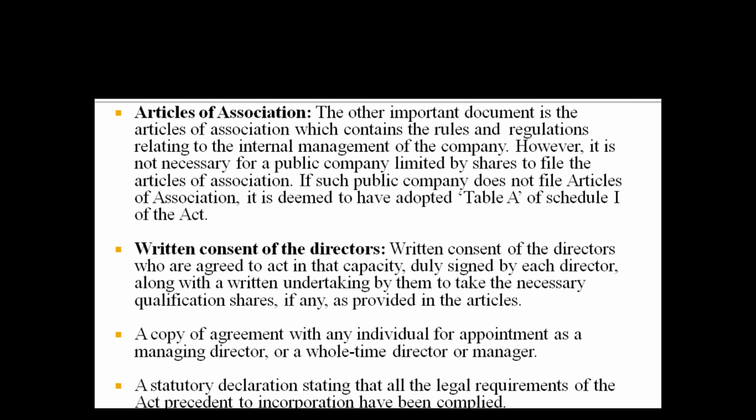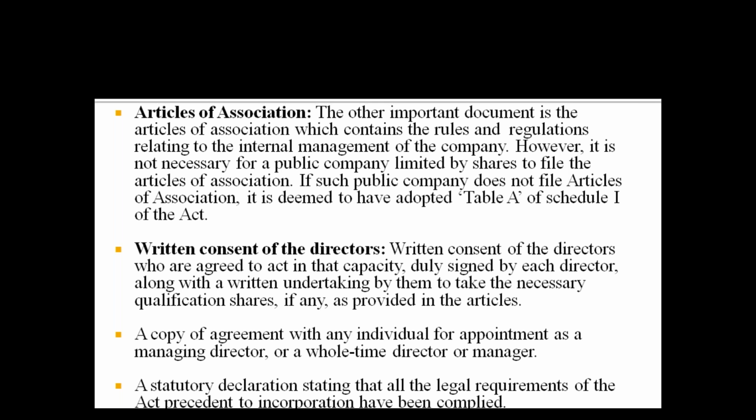Next is written consent of the directors. So it is very important to take the consent of the directors in writing, who agree to act in that capacity. The consent has to be signed by each of the directors along with a written undertaking by them to take the necessary qualification shares, if any, as provided in the articles.